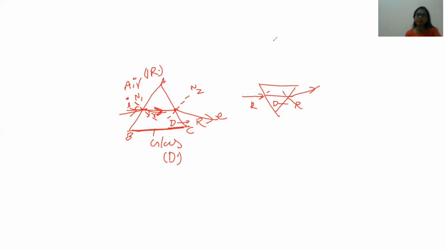Now let us learn what the angles included here are. The angle of incidence, from the normal to the incident ray, we call angle of incidence i. This is the angle of incidence, from the normal to the incident ray, and this is the normal, right?